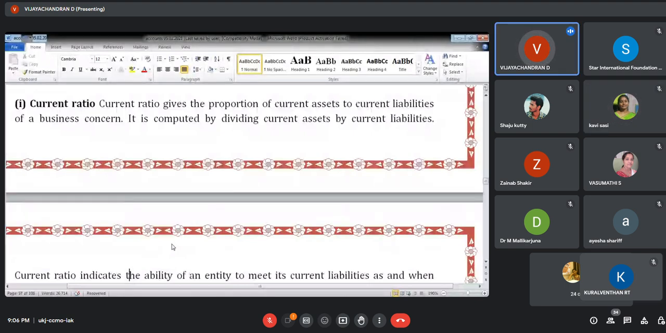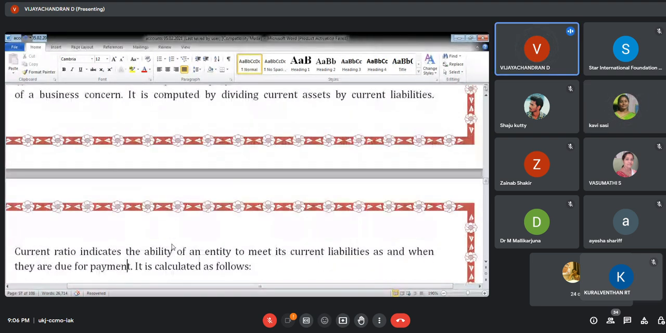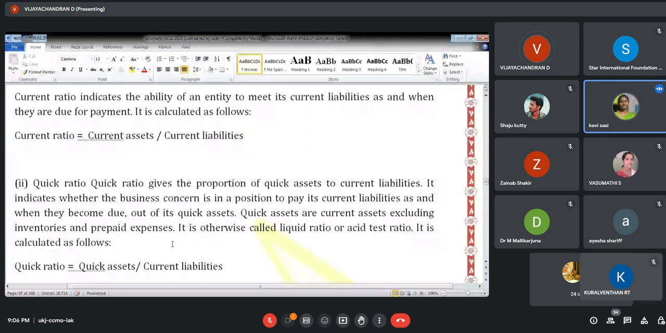What is the ideal liquidity ratio, sir? Liquid asset divided by liquid liability, 1 is to 1. Absolute liquidity ratio, ma'am. Absolute. 0.5 is to 1 also. Yes, ma'am. Okay, ma'am. Very good, ma'am.